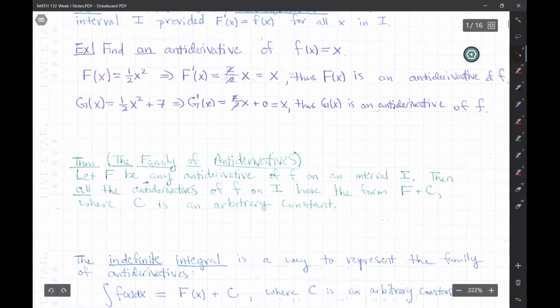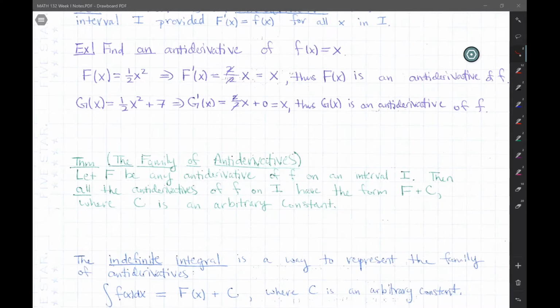So let capital F be any antiderivative of our lowercase f function. Then all antiderivatives have the form F plus c, where c is an arbitrary constant. What that's telling you is that once you have one antiderivative, then any other will at most differ by the addition or subtraction of a constant.